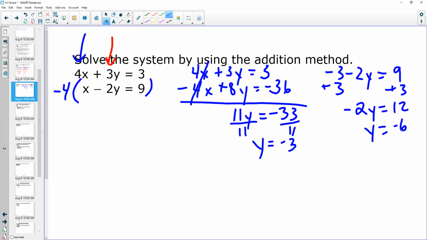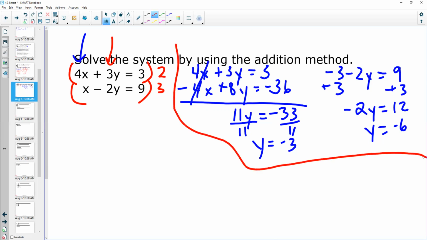So now let's try it the other way. If I had originally wanted to get rid of the y's, what I could have done is multiply the top by 2 and the bottom by 3. Sometimes you're going to have to multiply both. So this over here in blue is the first method, first way. In red, we're going to do the second. So on the top, I'm going to have 8x plus 6y equals 6. On the bottom, I'm going to have 3x minus 6y equals 27.